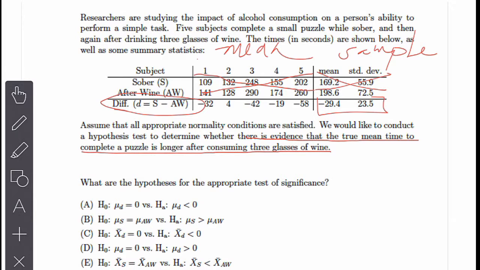But what they did is they subtracted the sober by the after. What you're looking for is a change, and the kind of change you're looking for is that sober is a smaller number than after. So this would end up being a negative. Here that's the case, right? Takes them longer. Here it doesn't, but here it does, here it does, here it does.